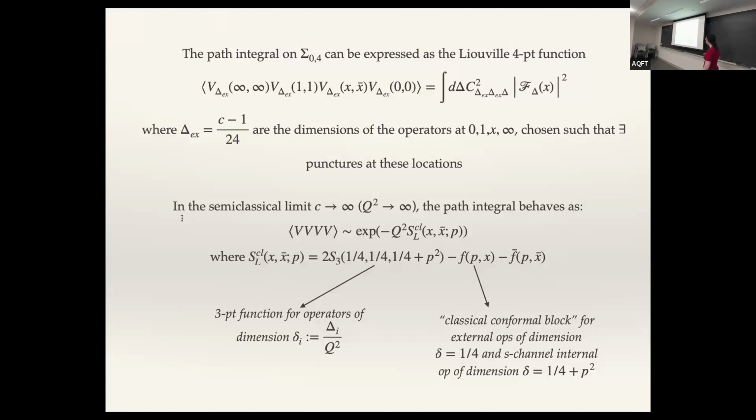So this 3-point function corresponds to operators of a rescaled conformal dimension due to the fact that we're taking the limit q squared to infinity. So I call little delta the rescaling of capital delta, the original conformal dimension. And in this semi-classical limit, the dimension of the punctures just becomes 1/4, and the internal dimension of the operator corresponding to the cut on sigma 04 has dimension 1/4 plus p squared. And these little f's, these classical conformal blocks, correspond to blocks for external operators of dimension 1/4, which corresponds to punctures in the semi-classical limit, and internal dimension 1/4 plus p squared for the operator along the cut.